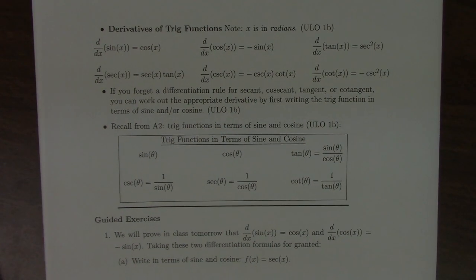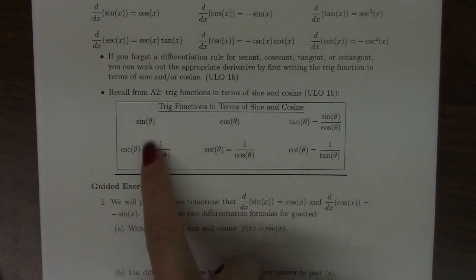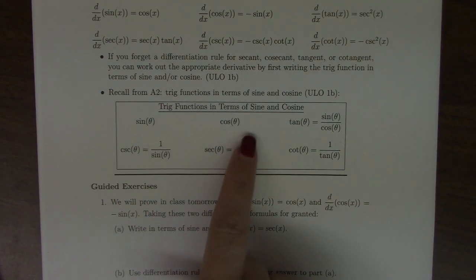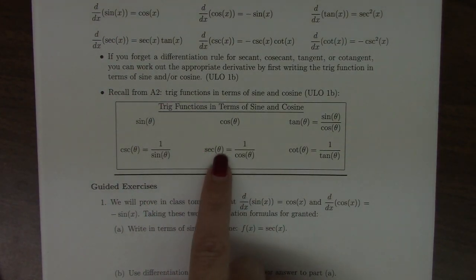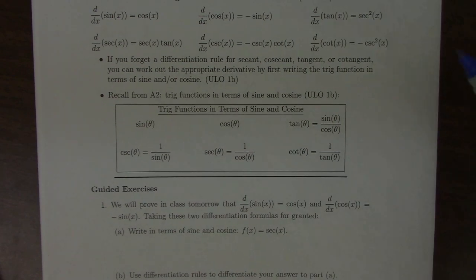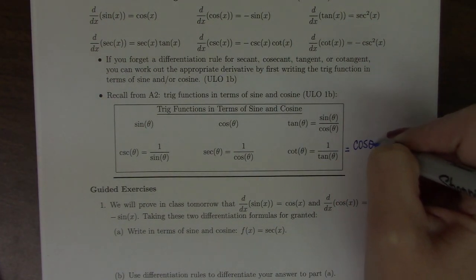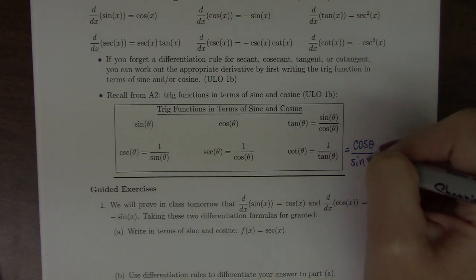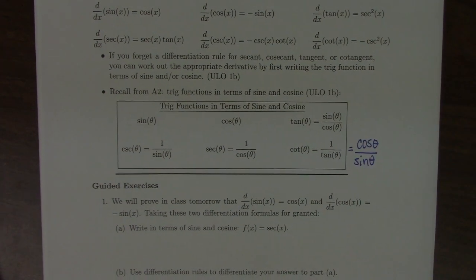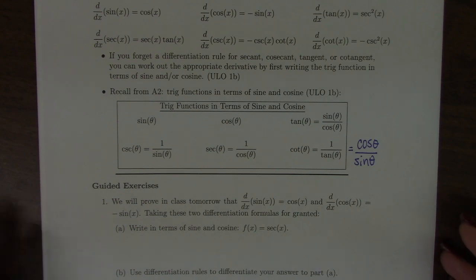Make sure that we remember down here, we saw this back in A2, the 6 trig functions and how to write them in terms of sine and cosine. For cotangent, that's 1 over tangent, right? So that's actually cosine theta over sine theta. So we may find that useful sometimes when we're working problems.